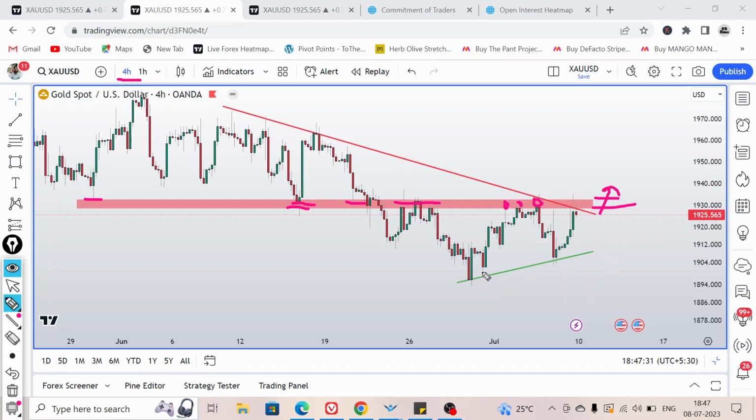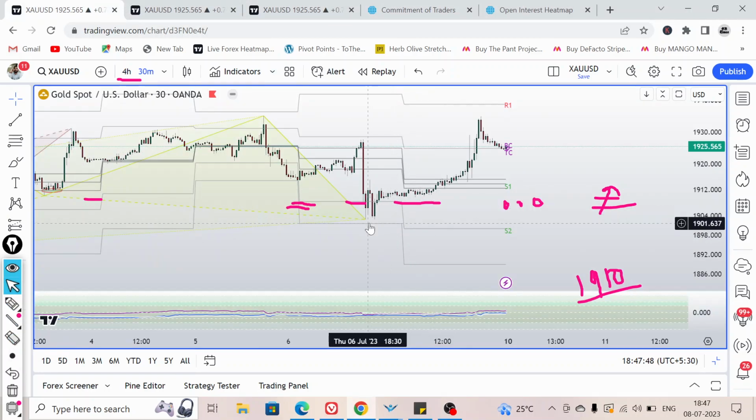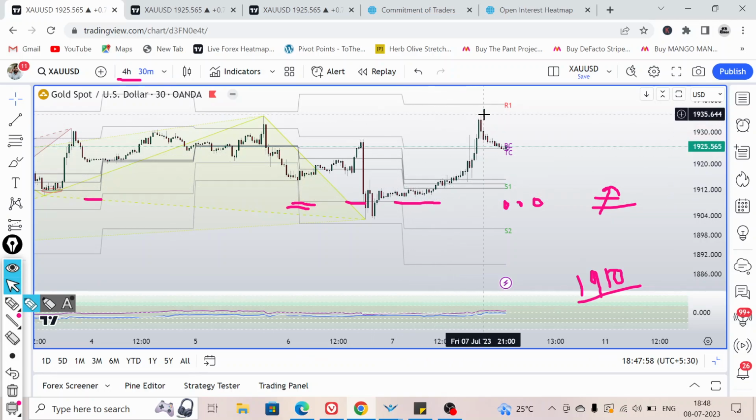On the bottom side, we already discussed that 1910 is a good support level, and price is not able to break below that level. Let me show you on the chart. As you can see right over here, we have seen some consolidation on the 30-minute, and price broke above the daily pivot, and we have seen a good bullish run.